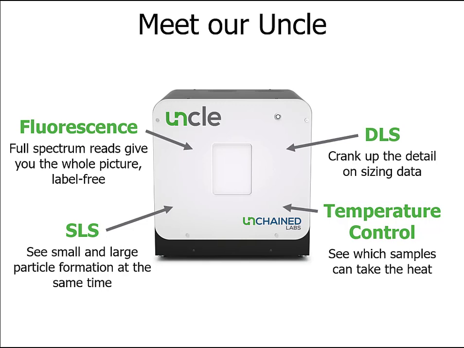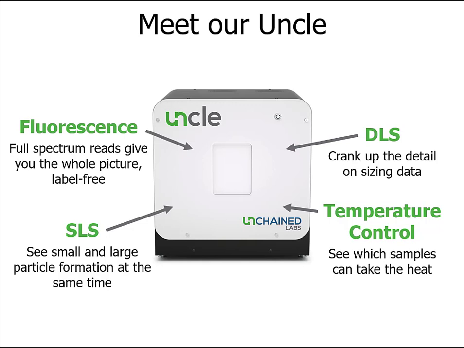Uncle can see the full spectrum for fluorescence to give you the option to look at protein intrinsic fluorescence and evaluate tyrosine and tryptophan fluorescence, or use any of an arsenal of fluorescent dyes. Simultaneous with that fluorescence experiment, you can use static light scattering to monitor how the same sample aggregates. Uncle uses SLS at 2 wavelengths so you can track small and large particles at the same time.